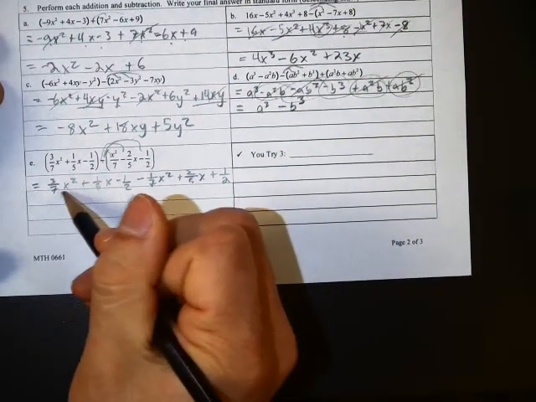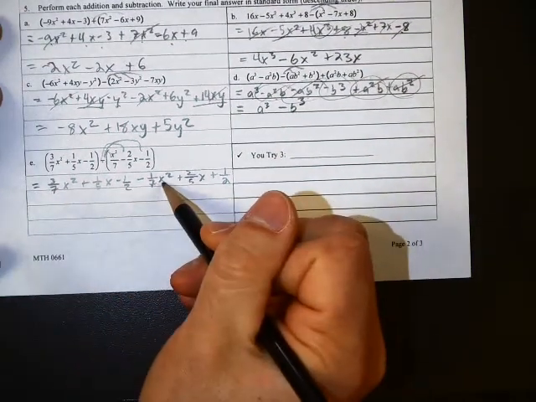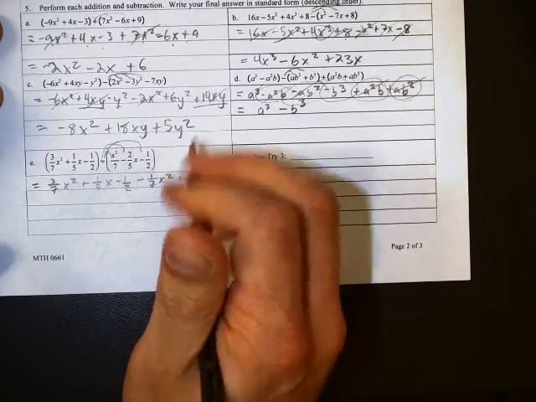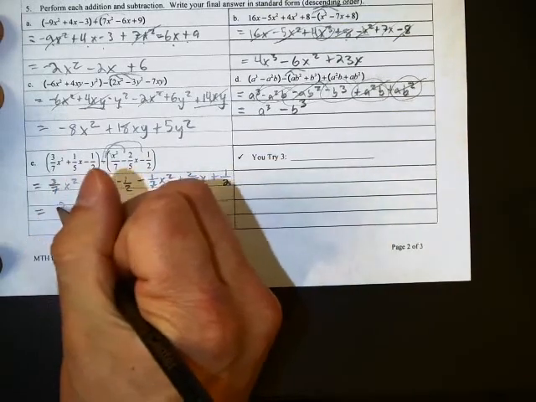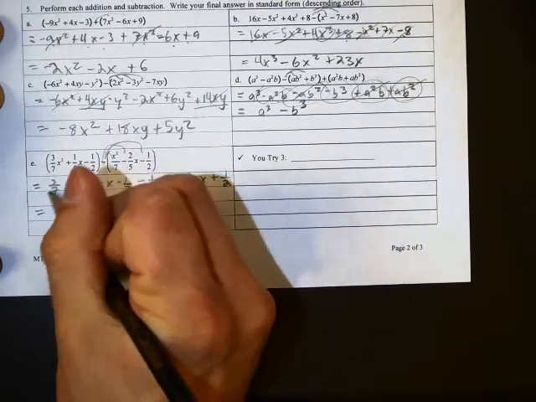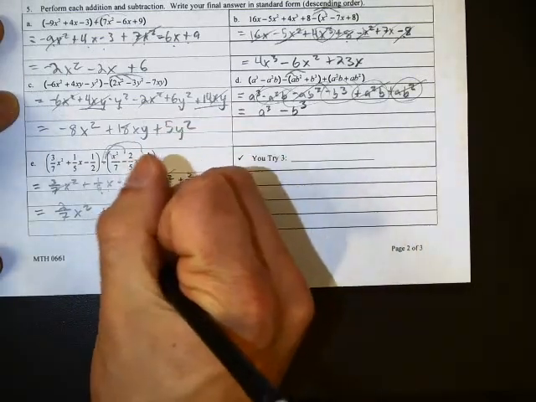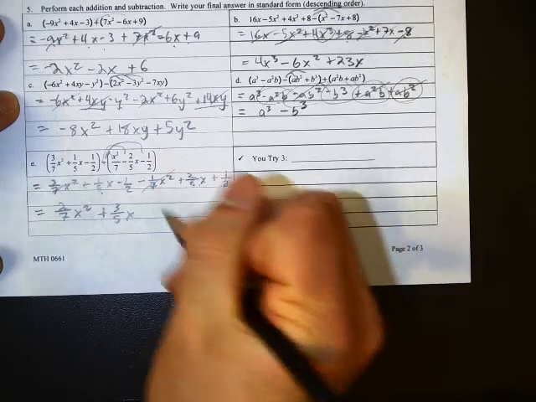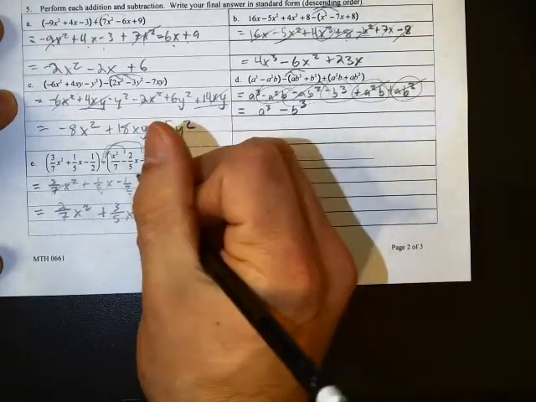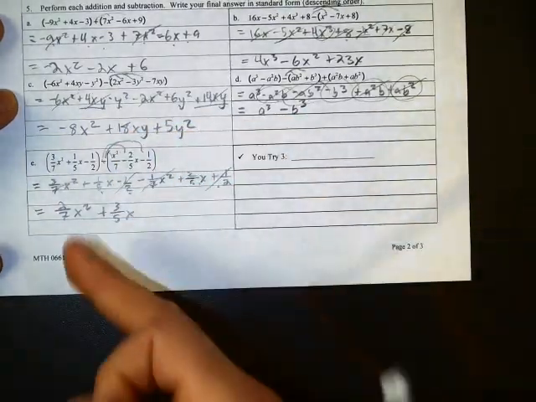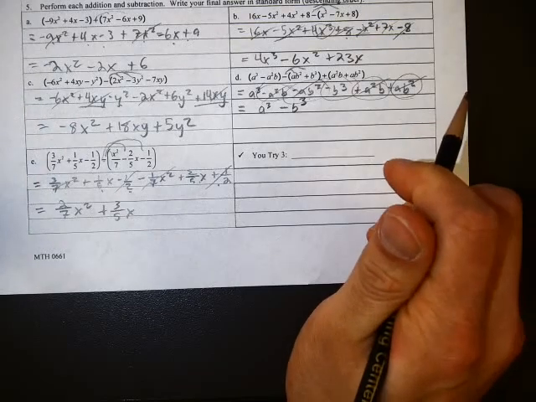Let's see what we can combine. 3/7 x squared minus 1/7 x squared is 2/7 x squared. 1/5 x plus 2/5 x is 3/5 x. Minus 1/2 plus 1/2, those cancel each other out. That's 0. That's what we have left over.